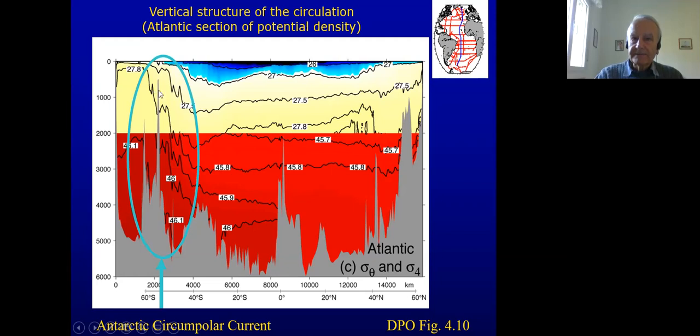But you can see that if you go vertically, there are strong changes of density. These, if you remember, are expressed as density anomaly, meaning the density of the water minus 1,000. That's why we get 27, 27.5, 27.8, and so forth. And here we have 45.8 because we are talking about the potential density.